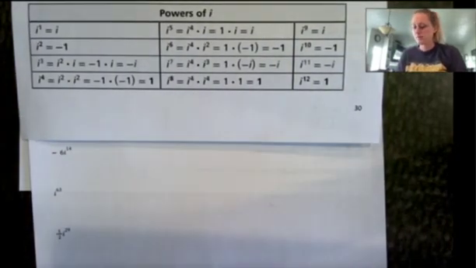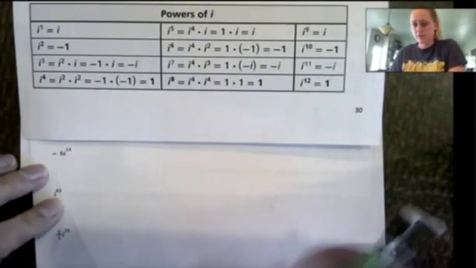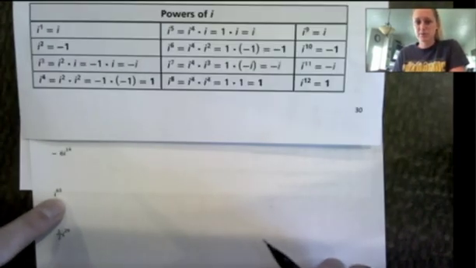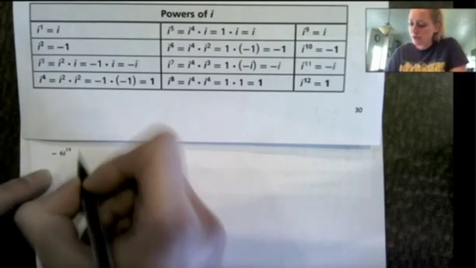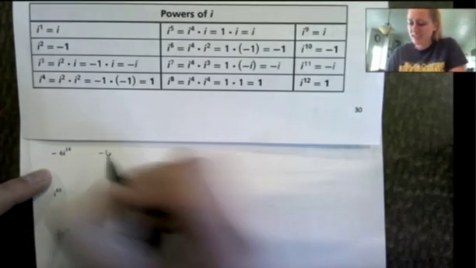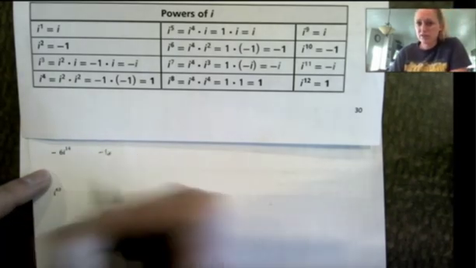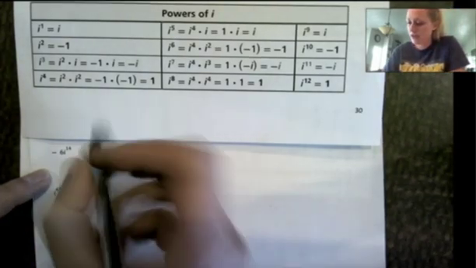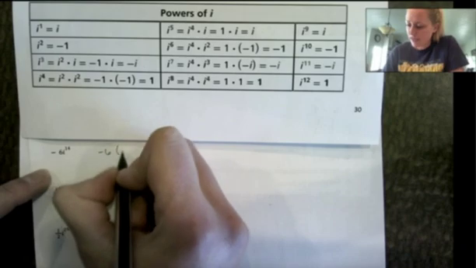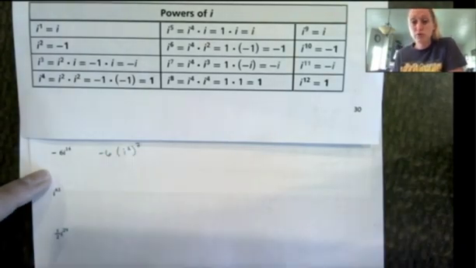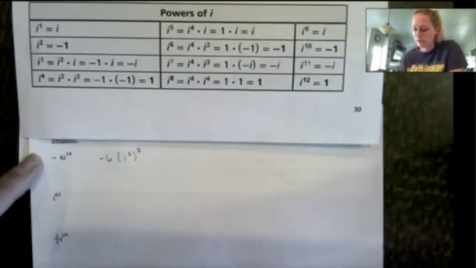All right, so negative 6i to the 14th. So I'm going to try and use something in this table to help me. So I know that negative 6 is not really being applied to that exponent. So I want to rewrite i to the 14th using some of these powers, okay? Like, for example, I could write it as i squared to the 7th. There's more than one way to do this too. This is just one example, okay?